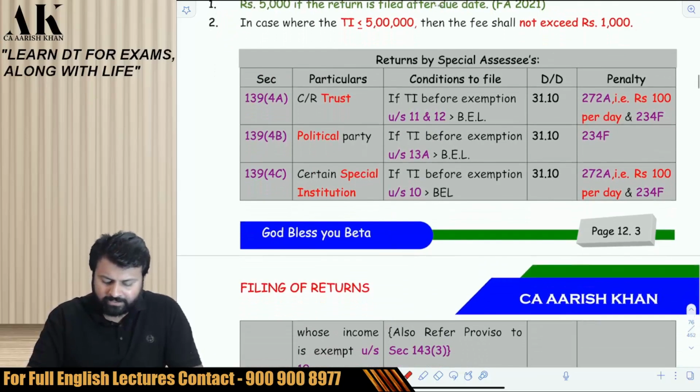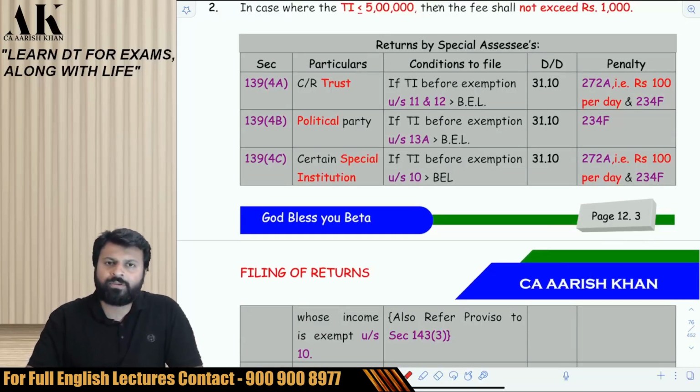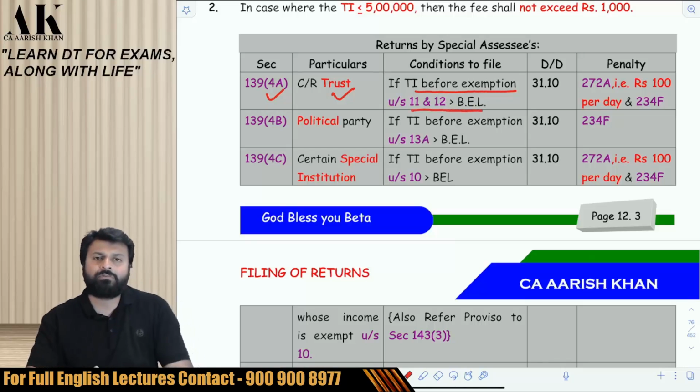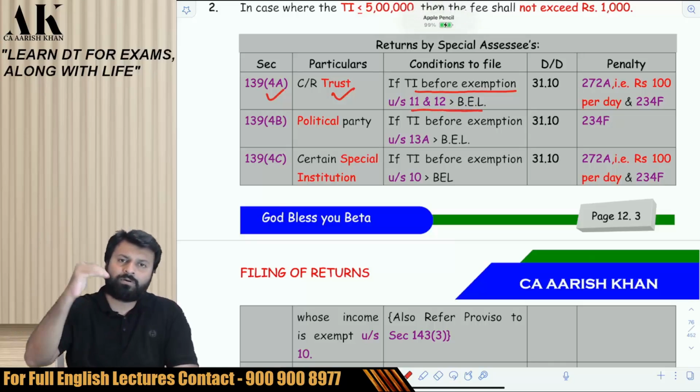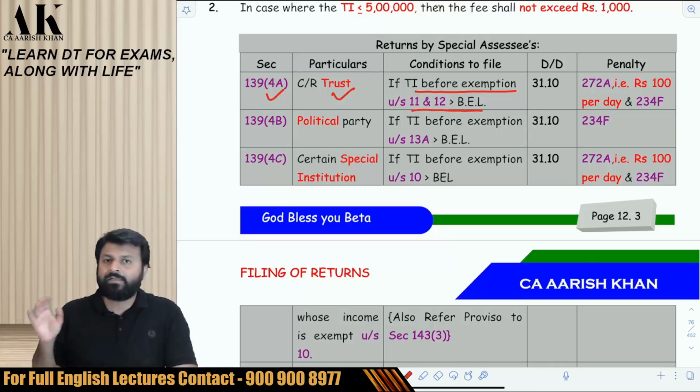Okay. Next, returns by certain special assessees. Now these are special assessees covered under 139(4A), 4B, 4C, 4D, 4E, 4F. Okay. Now first special assessee, 139(4A), charitable or religious trust. They are liable to file the return if their total income before giving exemption is greater than the basic exemption limit. Suppose the total income of the charitable trust is 10 lakh and they get entire exemption of 10 lakh, then their net taxable income will become 0. Are they liable to file the return?